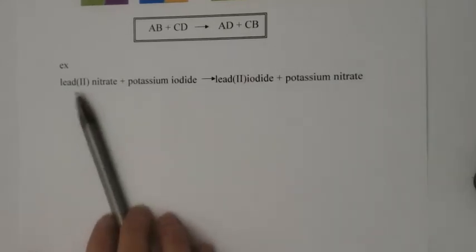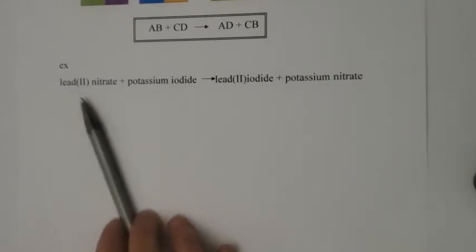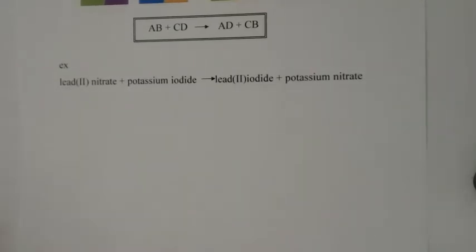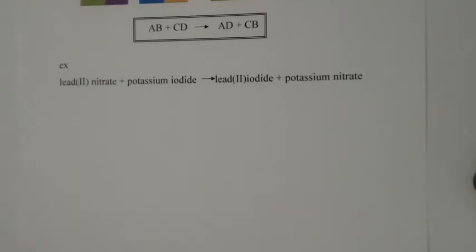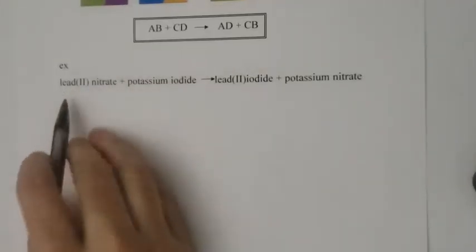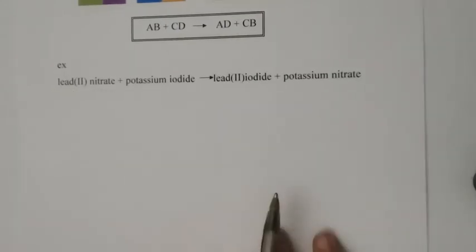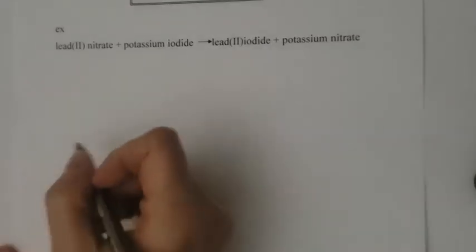So in double displacement, the way you can recognize it is that there's two compounds and you have this one switching with this one. So when we write this out, first thing we want to do is write the word equation. It's already here. Next thing will be to write out the equations, the formulas.